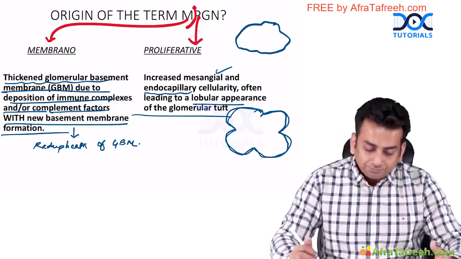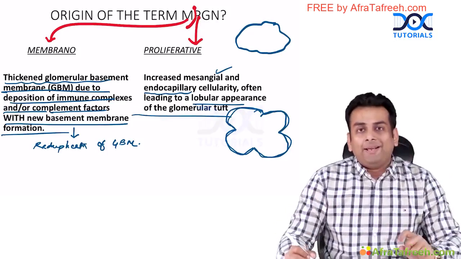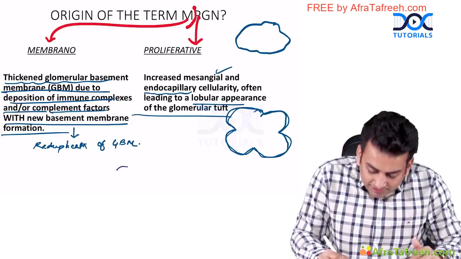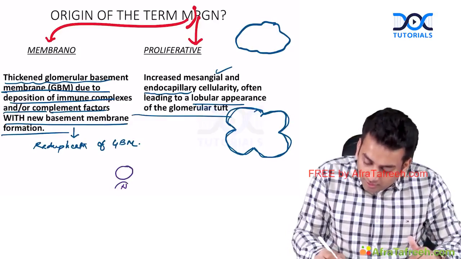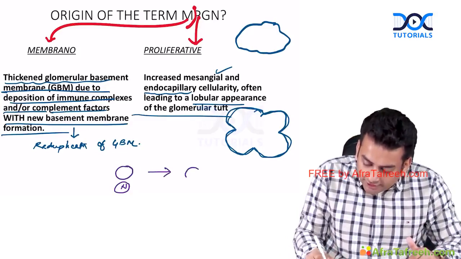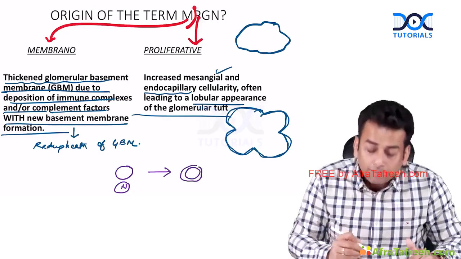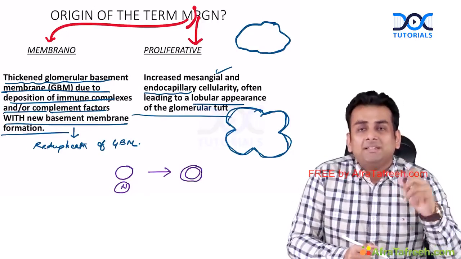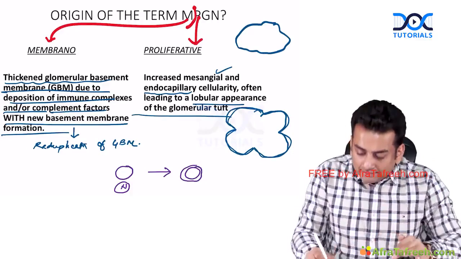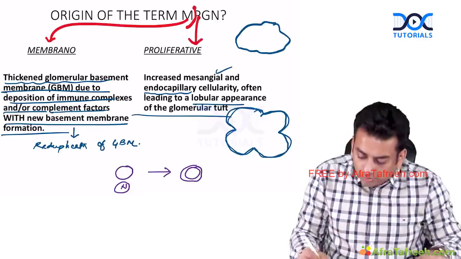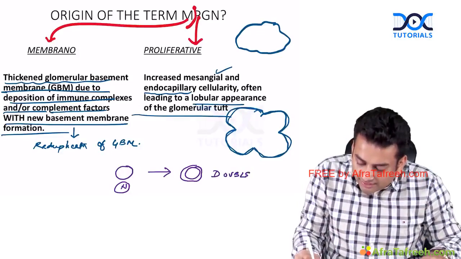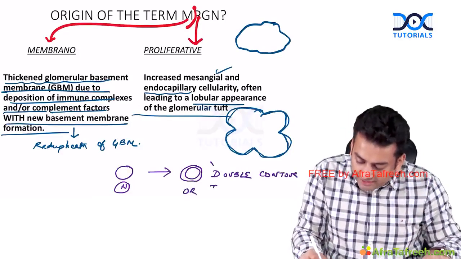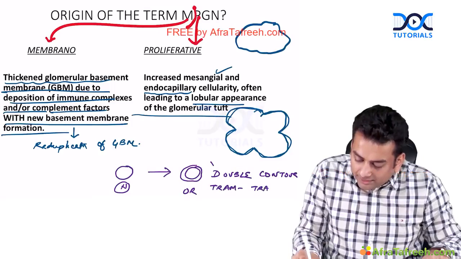That is due to proliferation. Now, when I said that there is membrane reduplication, so what you will find here is, if this is a capillary loop which is normal, in MPGN you get to see this because there is a reduplication of GBM due to deposition of immune complexes and inflammatory injury, and that is why this looks like a double contour, and that is why it is known as double contour sign, or this is also known as tram track appearance.